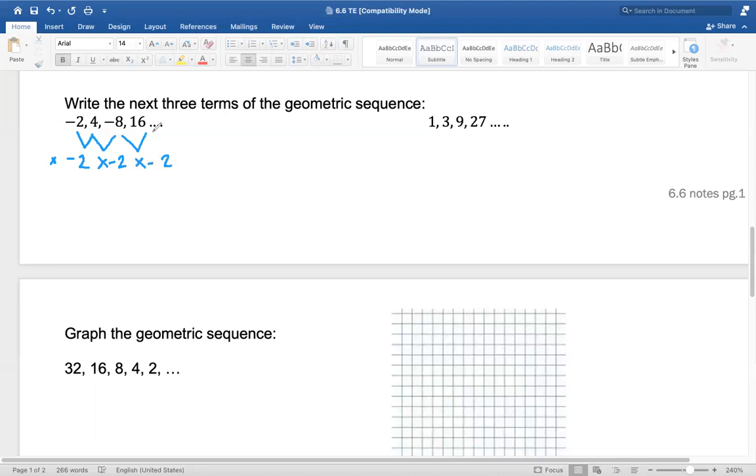So now if we keep following this pattern, 16 times -2 is -32. If we keep following the pattern and multiply by -2 again, I get +64. And if I multiply by -2 again, I get -128. So your next three terms are -32, 64, and -128.